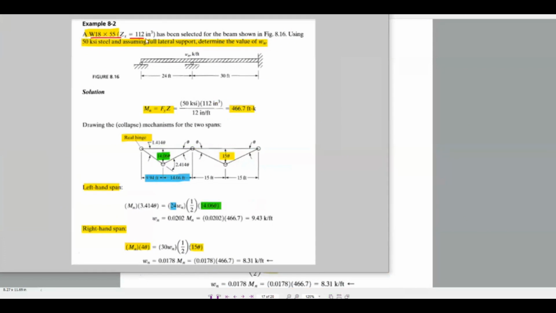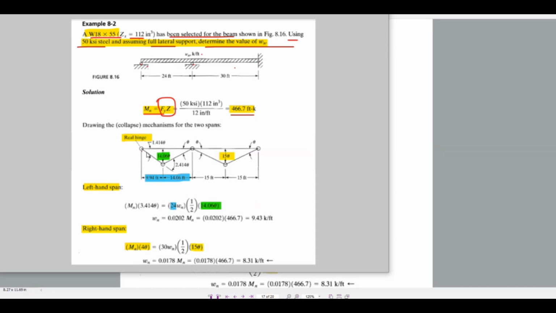A W18x55 section has been selected for a beam using 50 ksi steel, assuming full lateral support. Determine the value of Wn. So, two spans, right? Mn equals the nominal moment, which is Fy into Z, so we can get this value. Drawing the collapse mechanism for the two spans, this is a real hinge, this is the continuous support and this is the fixed support. So the real hinge we leave.